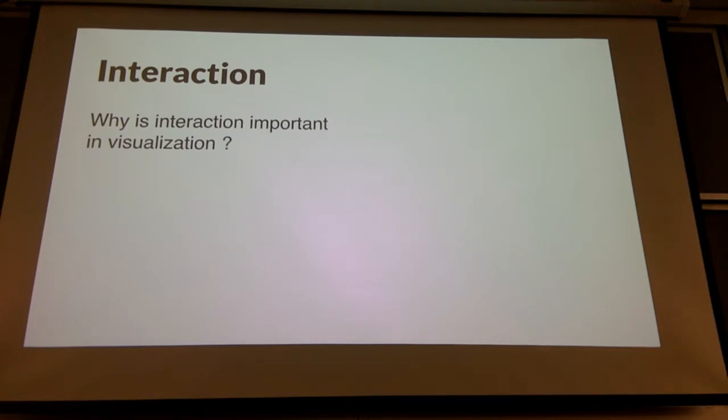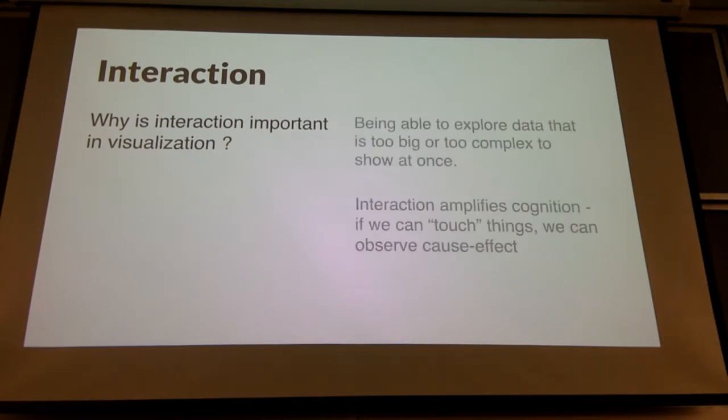Many times you cannot represent all the data in a single view. Exactly. So those are the two main reasons for interaction: being able to explore data, data that is too big or too complex to show at once. Also, interaction amplifies cognition. If you can touch things, we can observe cause and effect.